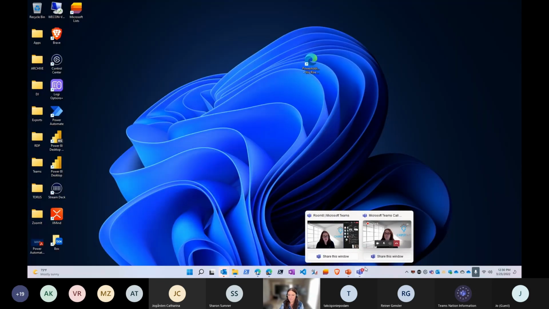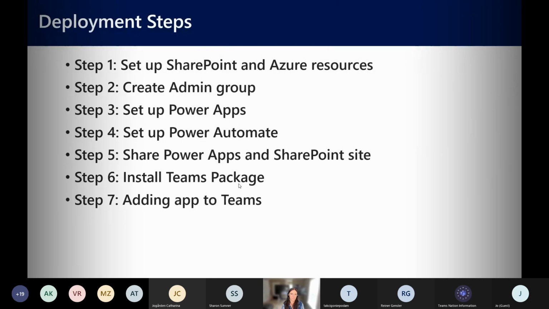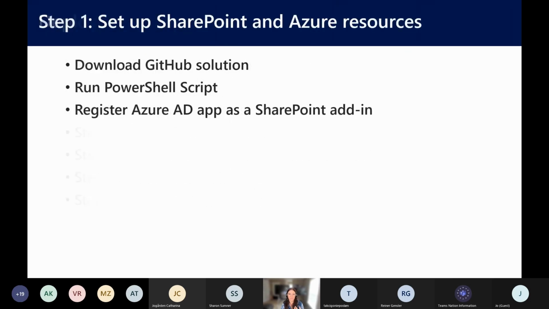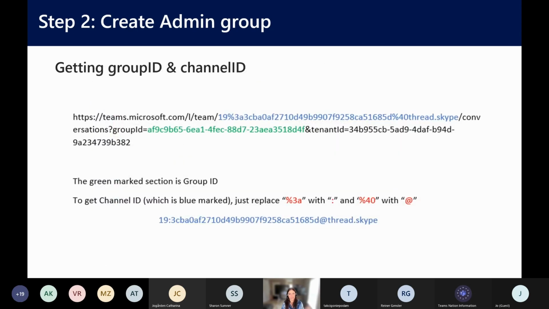So going back to the deployment side of it, you download the GitHub solution, run the PowerShell script, register your app as a SharePoint add-in. This is step one. You're going through that process. You're going to end up having to get a link to the team. All of this is in the instructions because I showed you in that SharePoint list settings, you have to put in the ID. So you're also going to have to create the admin group, and there are steps on what you need to do for that.